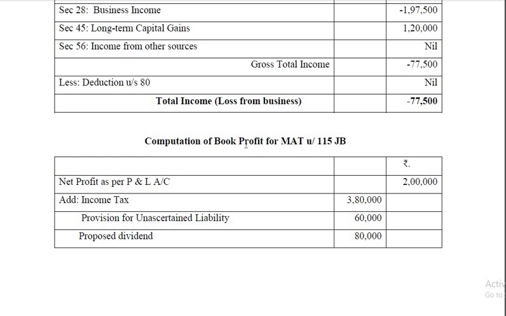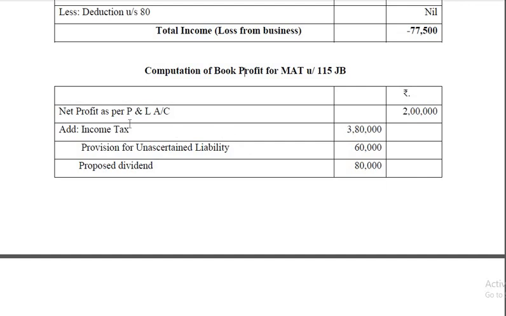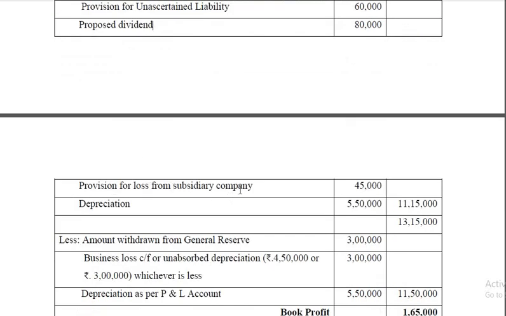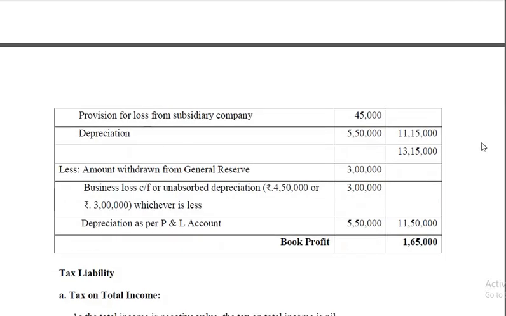Alright, now come to the computation of book profit. Net profit as per profit and loss account is 2 lakh. Income tax should be added back, not the wealth tax. Provision for unascertained liability, proposed dividend, provision for loss from subsidiary company, depreciation. All these are to be added. So 11 lakh 15,000, and the total will be 13 lakh 15,000.